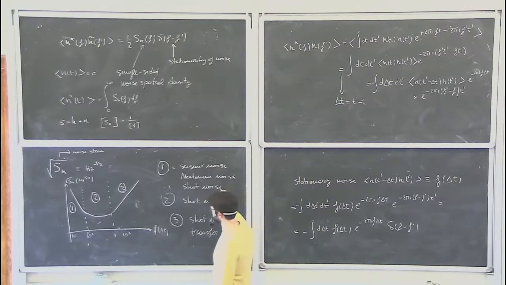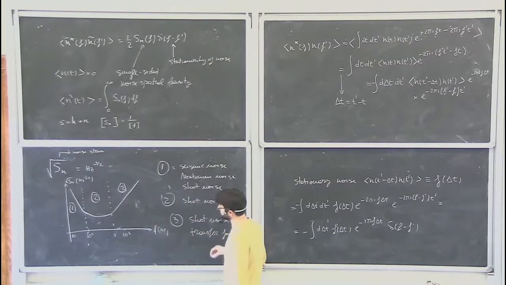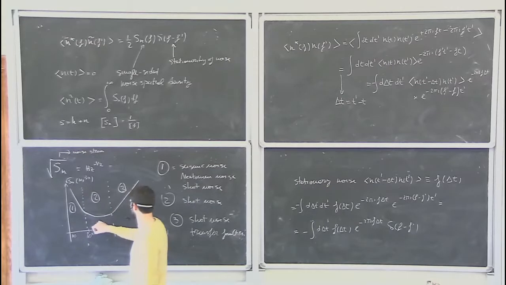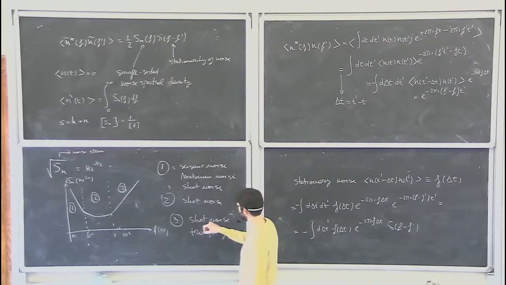So this is the shot noise. The shot noise is active everywhere, and in particular it's responsible for the bucket, so the minimum of the power spectral density, or the maximum of the sensitivity. And it's also active at high frequencies.